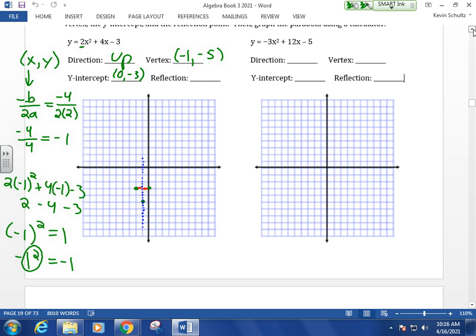That axis of symmetry is an imaginary line, but it's that folding point. It's that symmetry line. So now we can go ahead and connect these 3 points with a curve. And there's our parabola.